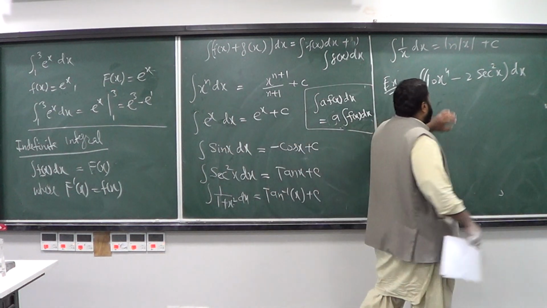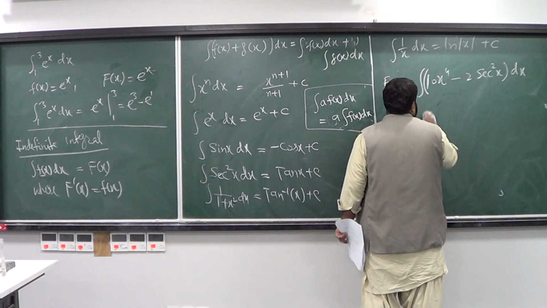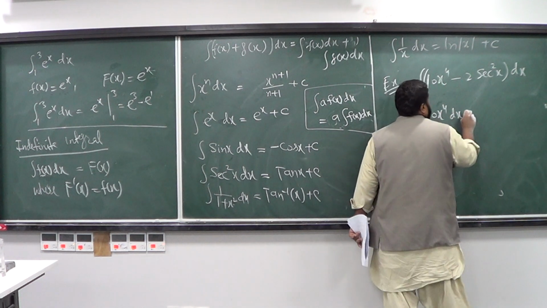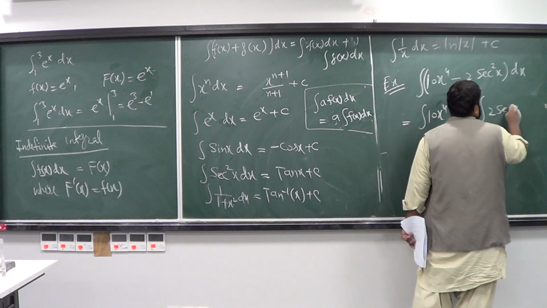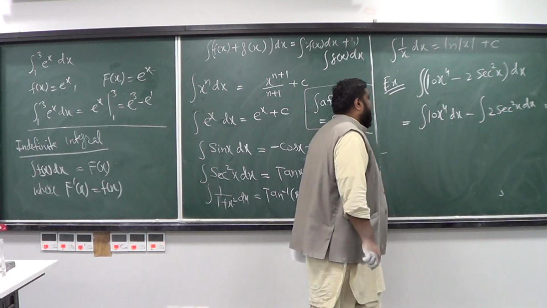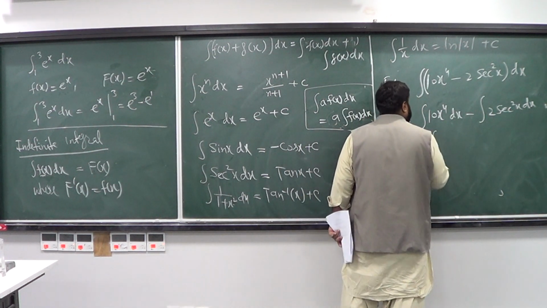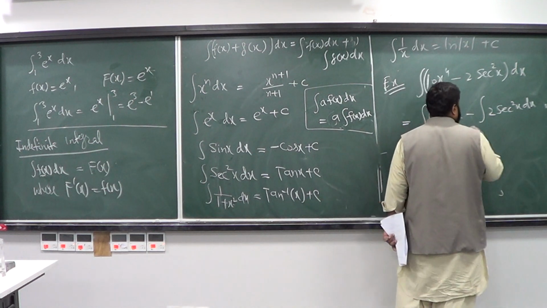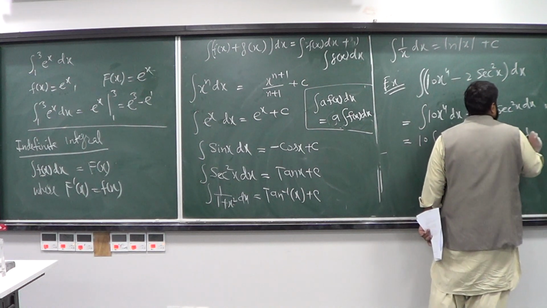So if I have to do this, what would it be? I can apply this property. First, let's find the antiderivative of 10x power 4 dx. Let's find the antiderivative of 2 secant square x dx separately. So this is a constant, so I can pull it out of the integral. You're going to get 10 times x power 4 dx minus, pulling this constant out, 2 times secant square x dx.